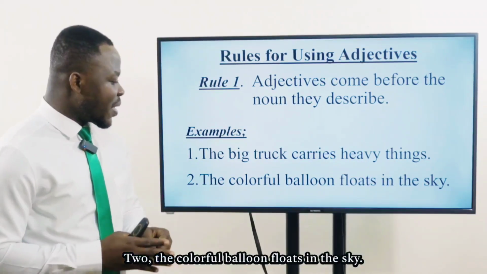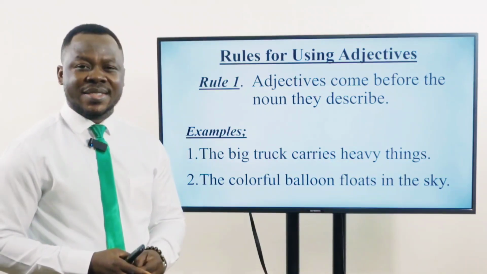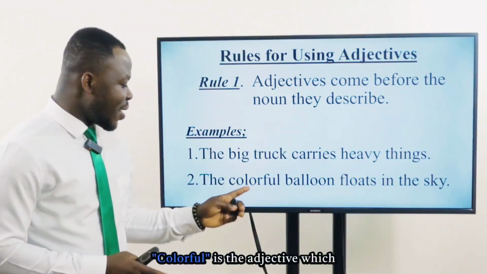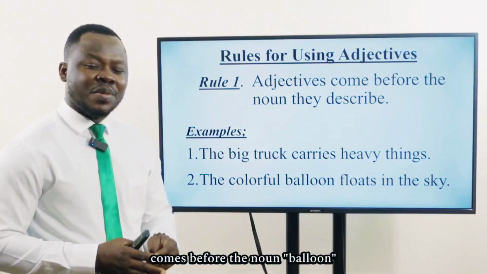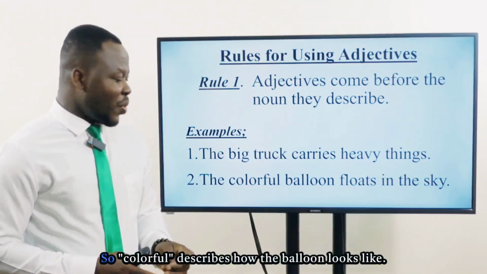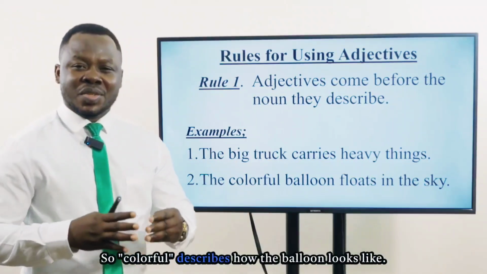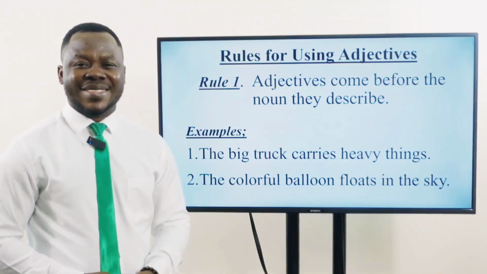2. The colorful balloon floats in the sky. Colorful is the adjective which comes before the noun balloon. So colorful describes how the balloon looks like.